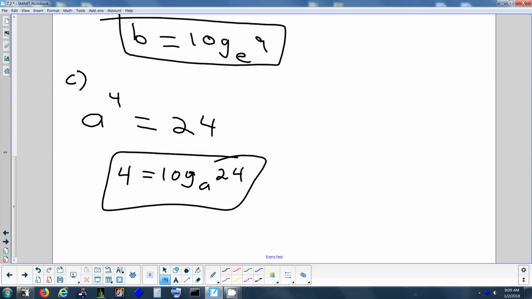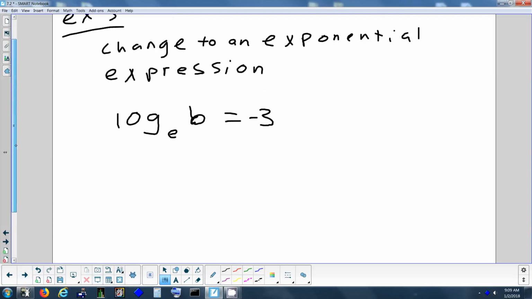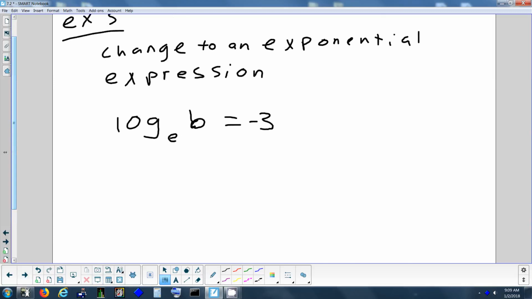Okay, so when we start to solve equations, that's generally one of the most important things we can do: either change it from log form to exponential or the other way around. Okay, here's another one that's just going back the other way, but I'm going to mention something about e in this problem.